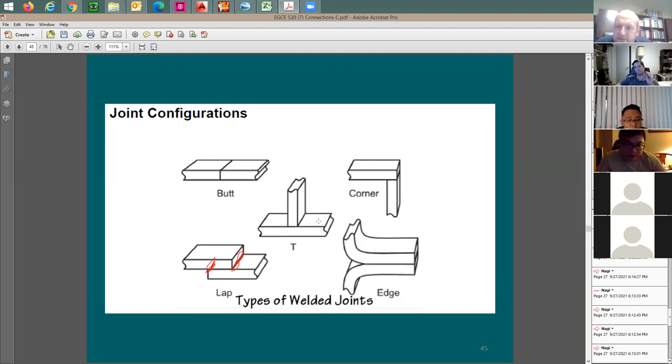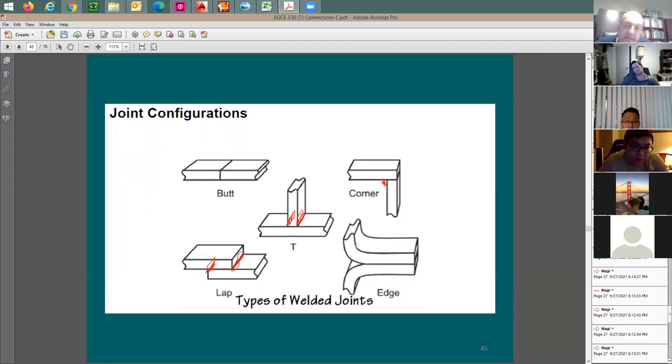How about in this T connection? In this T connection, this plate is going to be exposed to tension force or shear force coming this way, right? So it's going to be tension or shear. So I'm going to be doing the welding here on this side and the welding here on the other side. It's going to also be a fillet weld. You say, how about this connection here? This plate is going to be either exposed to tension in this direction or maybe shear in that direction, right? Now, where can I provide the weld? I'm going to put the weld right here.